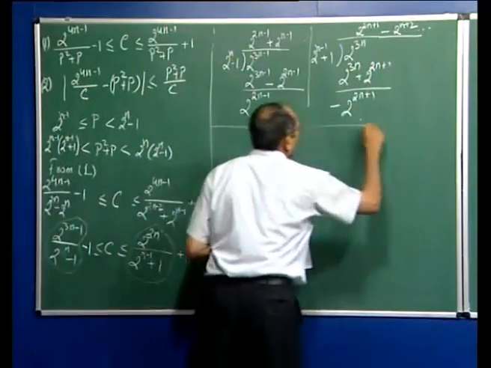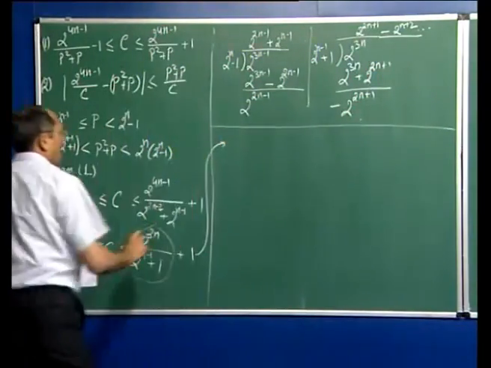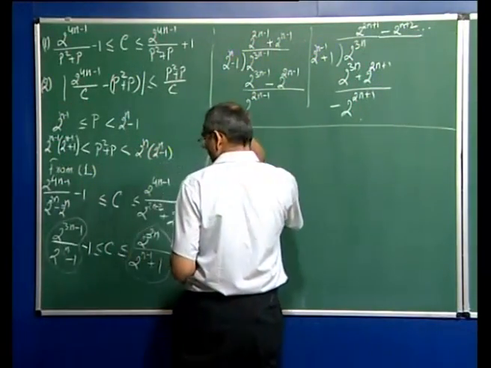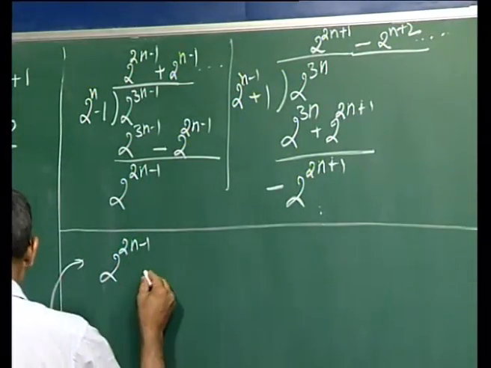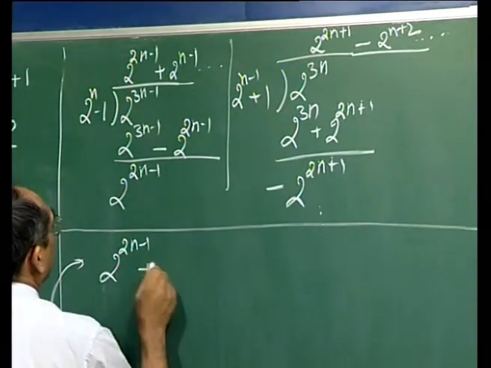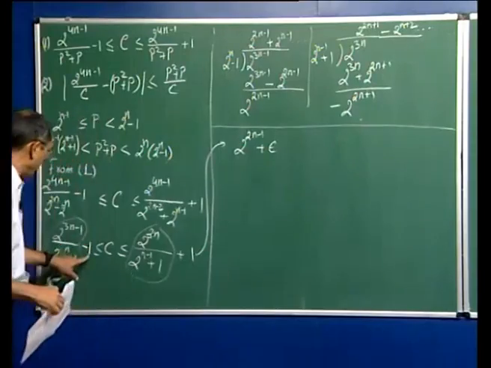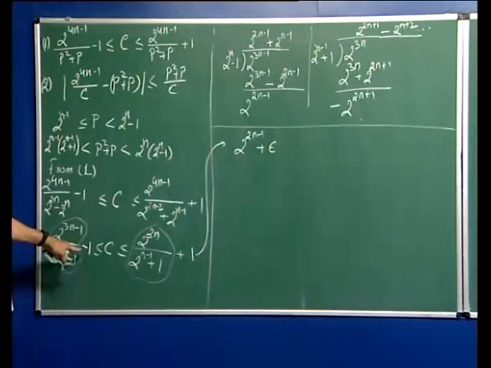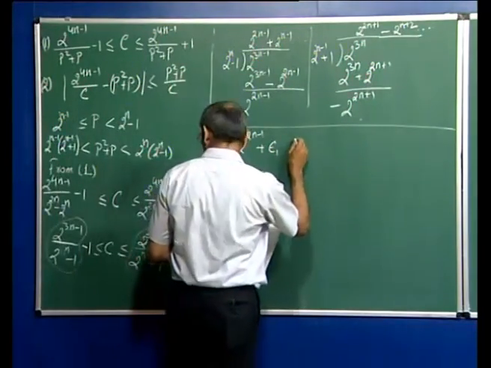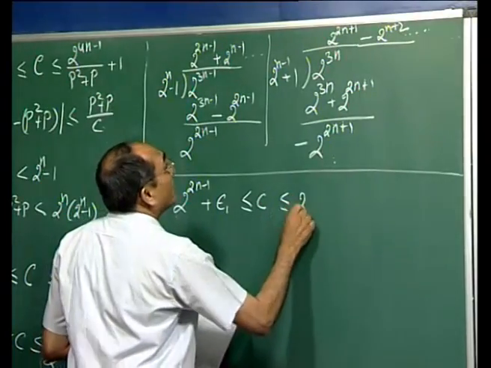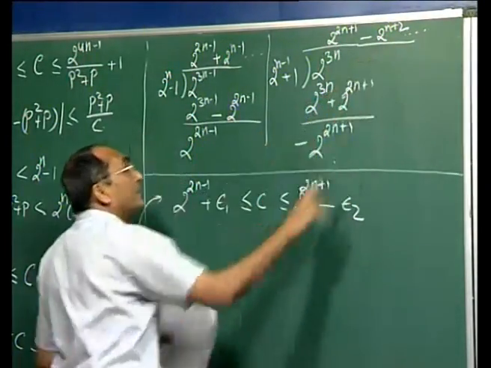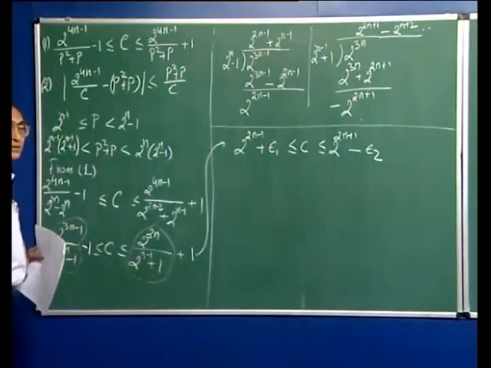So, this inequality becomes 2 to the power 2n minus 1 plus some epsilon. Notice that this one is not much comparable with what we have here. So, we can very much ignore the importance of this. We have a larger positive term there. So, we have some epsilon 1 c 2 power 2n plus 1 minus epsilon 2, a negative term here, and once again because of that large negative term, a plus 1 does not really matter.